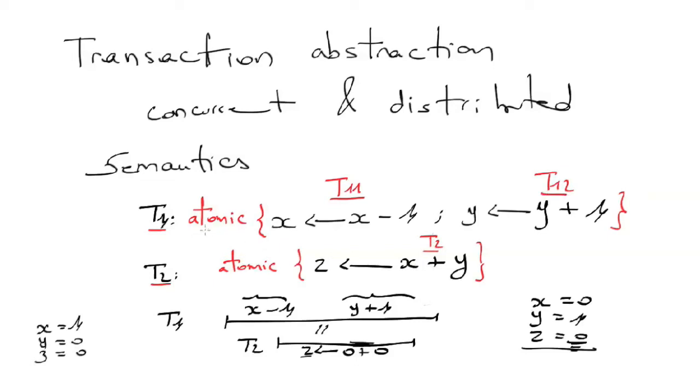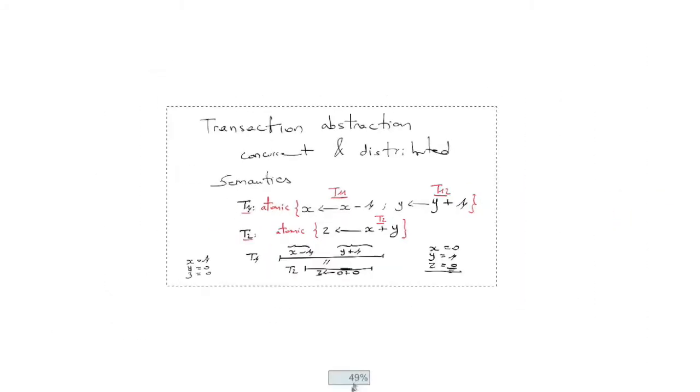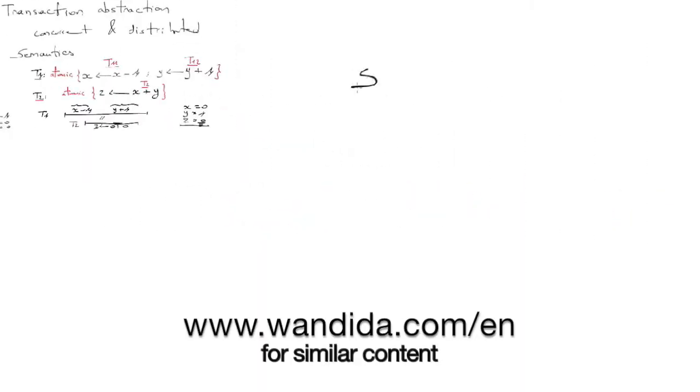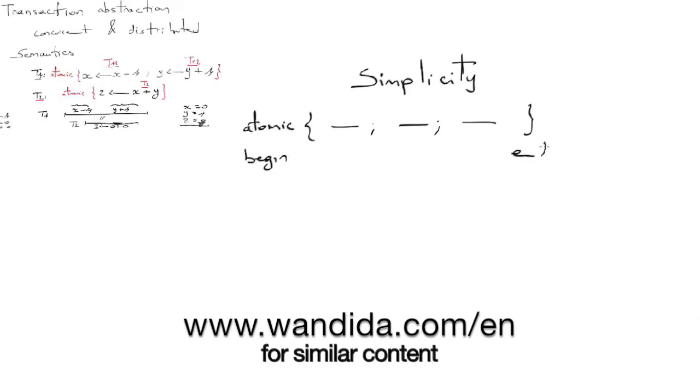Intuitively, we say that the transactions are atomic. The power of the transaction abstraction is its simplicity. The programmer can surround any sequence of instructions with brackets saying that this has to be atomic. Sometimes we write atomic here, sometimes we write begin and end, etc. But bottom line, any sequence of instructions can be encapsulated inside a transaction with some specific construct.